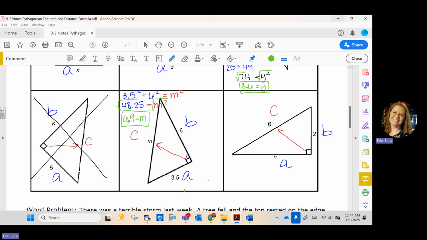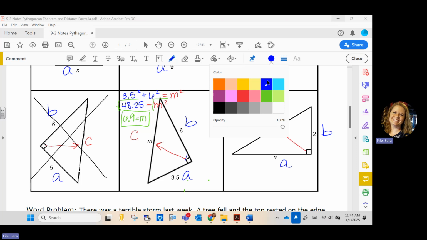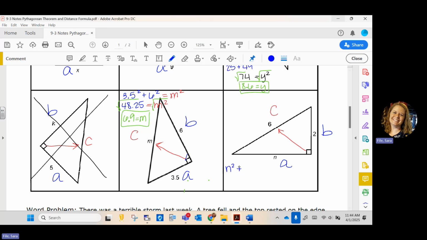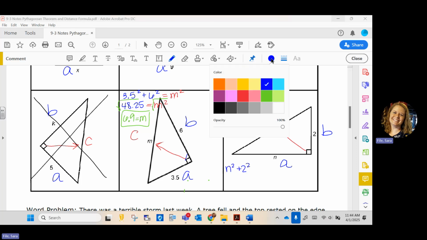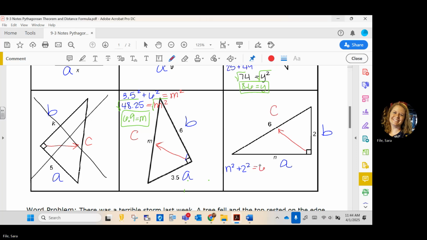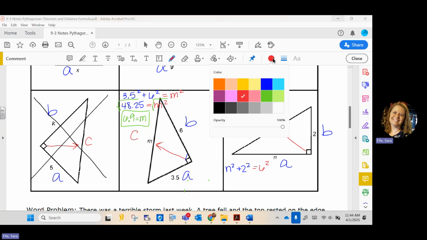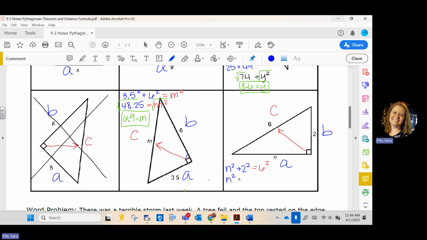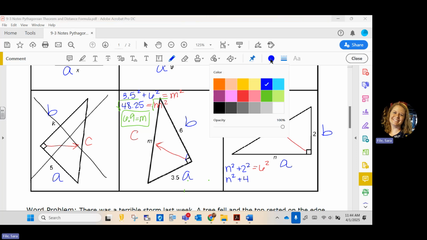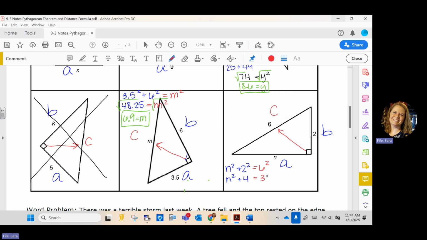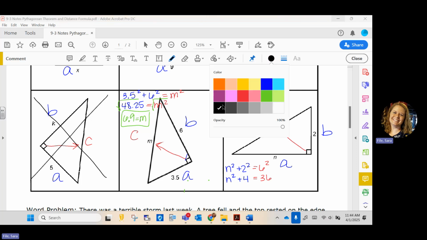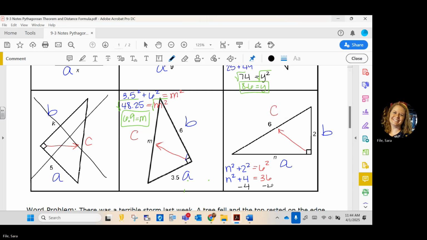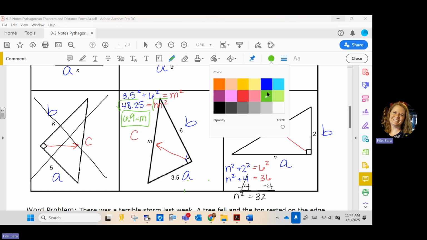All right, last but not least for Pythagorean theorem, this time my missing piece is A. So we've got n squared plus 2 squared. B is 6. So when I calculate, I do have to do these. That's going to be 4. And then that's 36, subtract that 4 to the other side, and then take the square root.